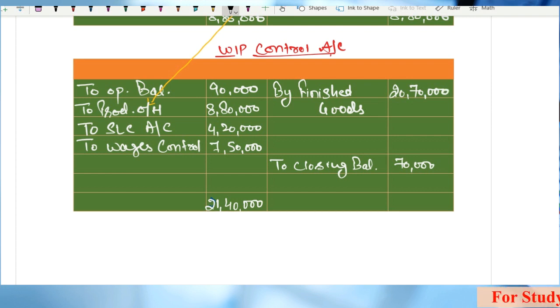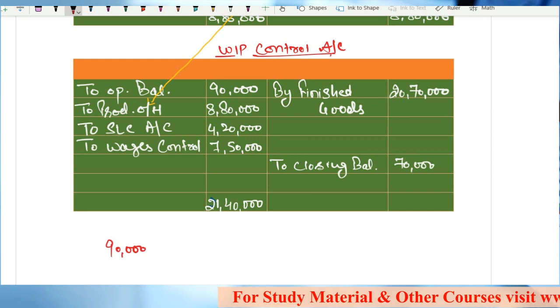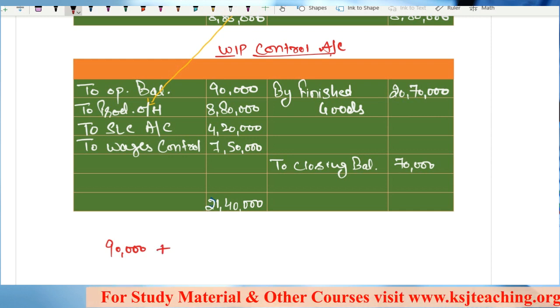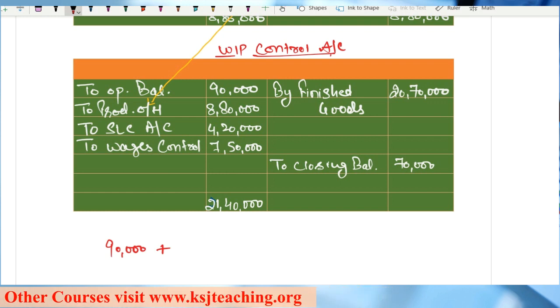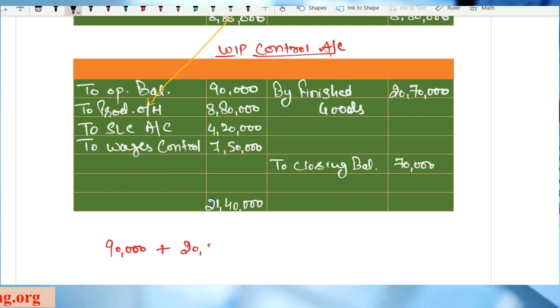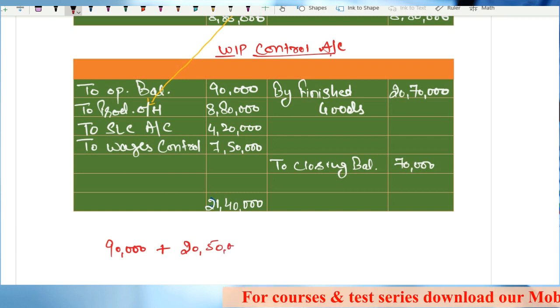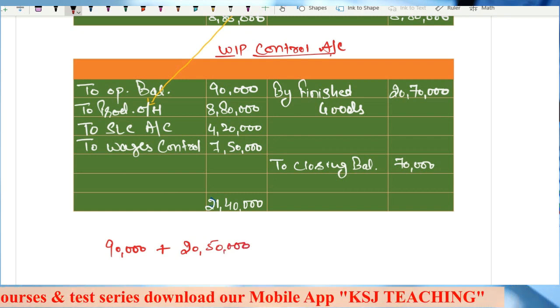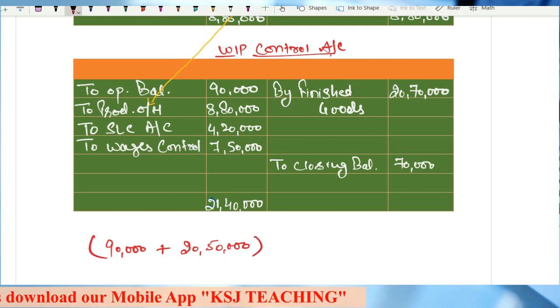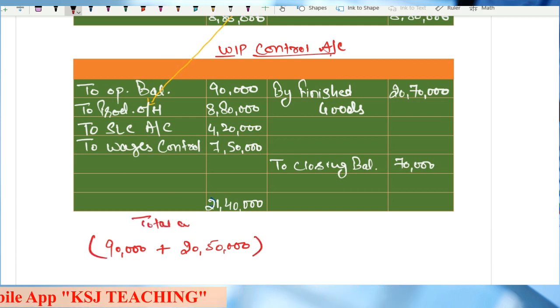20,70,000. Sir, very simple. I have an opening balance of WIP of 90,000, right? Plus I incurred some more expenses which were identified in 1 unit, right? That was to the tune of 20,50,000, because I'll add 90,000 to 21,40,000, or whatever it is. Right. Then this is my total WIP.